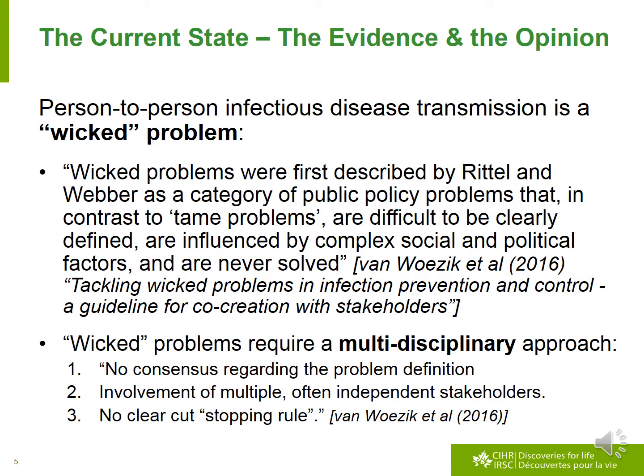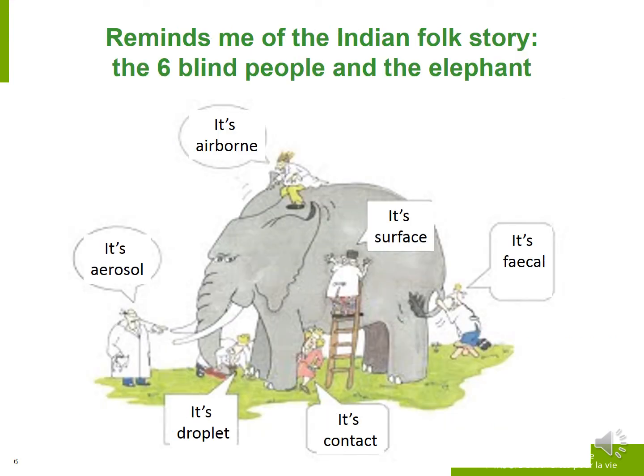During this workshop, it was repeatedly mentioned that this is a wicked problem. Wicked problems are those that are very difficult to define, are very complex, having many factors, and can really never be solved. The important thing about dealing with a wicked problem is to use a multidisciplinary approach and not get stuck in one perspective. The problem of the mode of transmission of virus diseases reminds me of the Indian folk story of 6 blind people all trying to figure out the elephant. They all have a piece of it and they're all right, but overall they're all wrong.